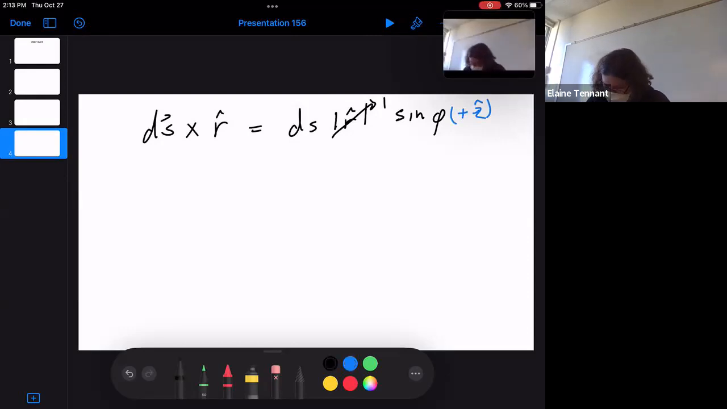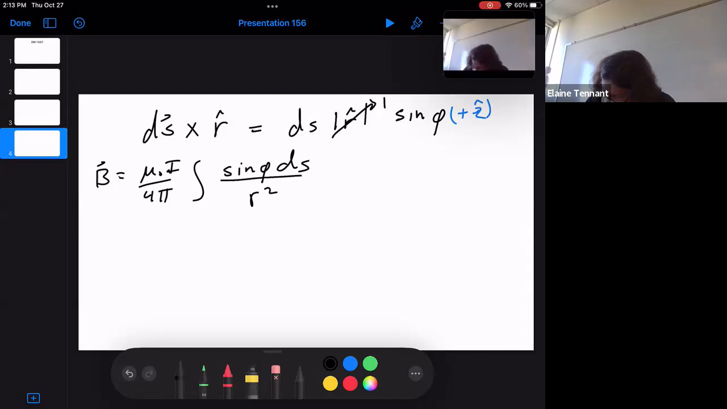And rewrite our integral. There's going to be several steps, so just be patient here. So we have a sine phi ds over r squared. And I'm going to have a z hat somewhere. I'm probably going to drop that z hat and bring it back at the end, but this is in the z hat direction. Okay, so right now I have 3 different variables in my equation. I have a phi, I have a ds, and I have an r.